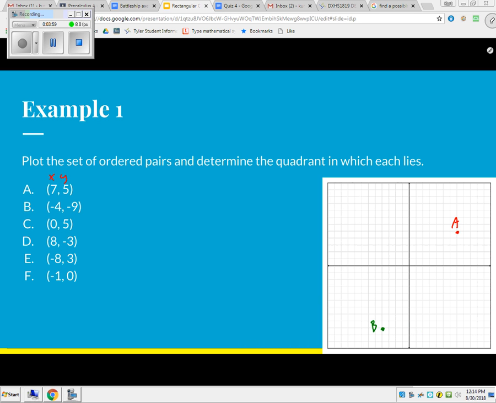I'll let you guys go through and label. Oh, I'm sorry, we're supposed to go ahead and do quadrants on this. So this landed in quadrant 1, and we use Roman numerals for this. And then B right here landed in quadrant, oops, that was quadrant 3. Go ahead and pause the video and plot these last four, and we'll see if we get the same answers.